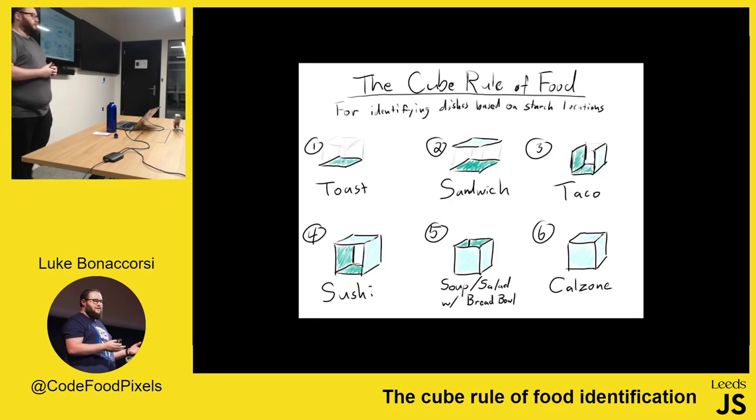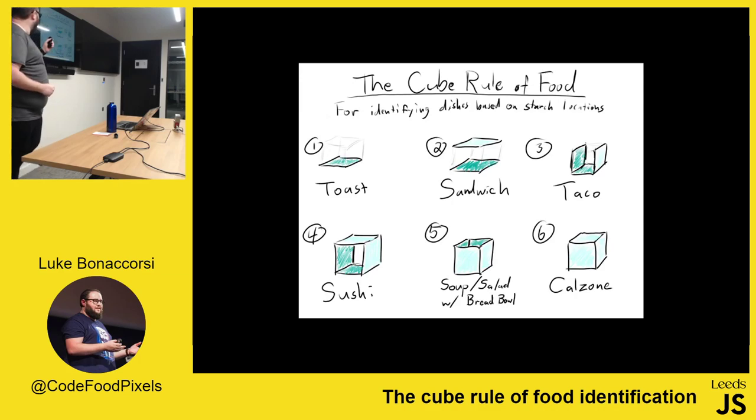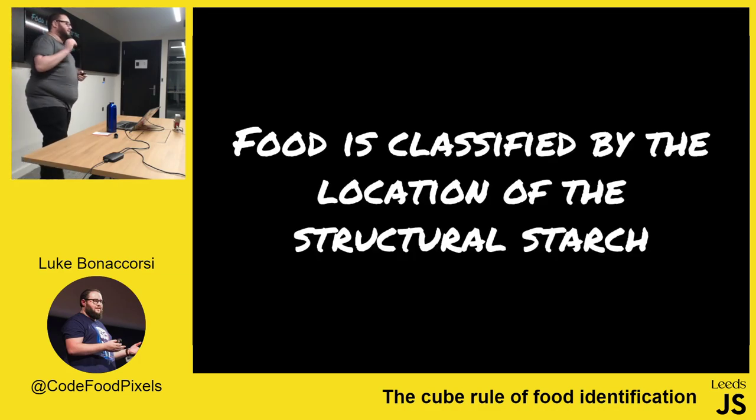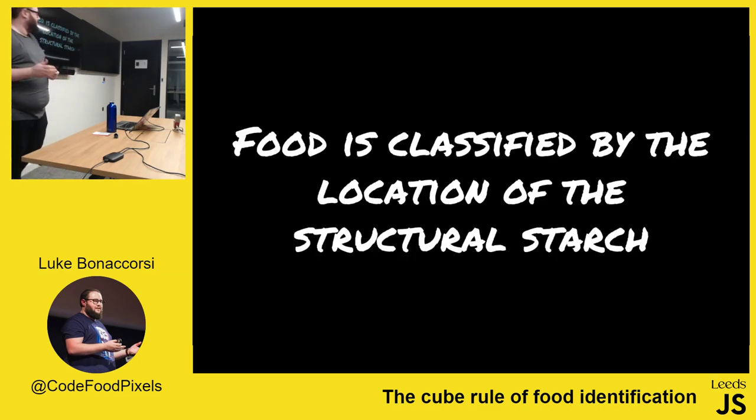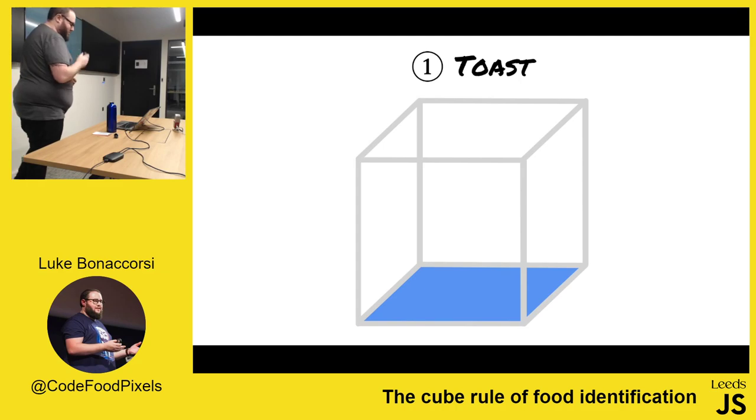So according to the cube rule, there are 6 groups. And food is classified by the location of its structural starch. Structural starch being a solid piece that holds it together. So first up, we have toast. This is defined by one piece of structural starch on one side.